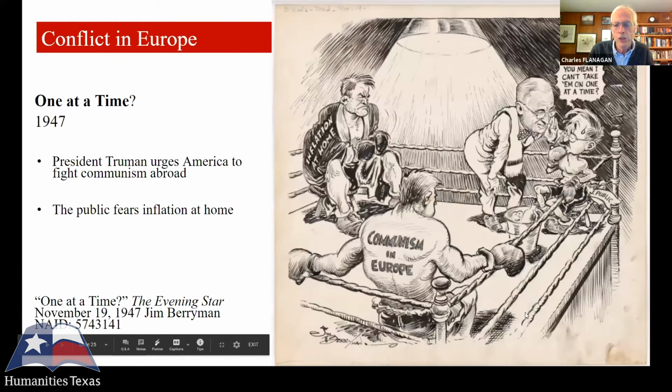And so where that leaves John Q. Public is shown in this 1947 cartoon. Maybe he was worried about getting a new car, maybe worried about inflation. But Truman is saying, no, no, no. We also have to take on communism in Europe.